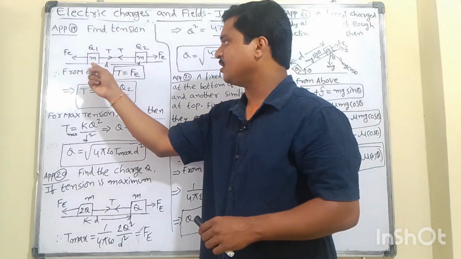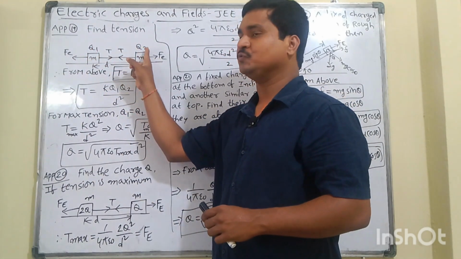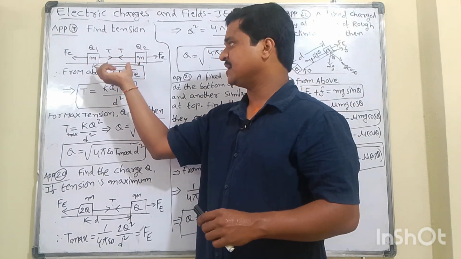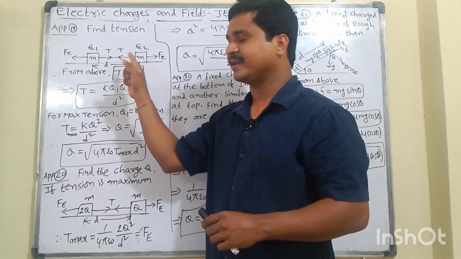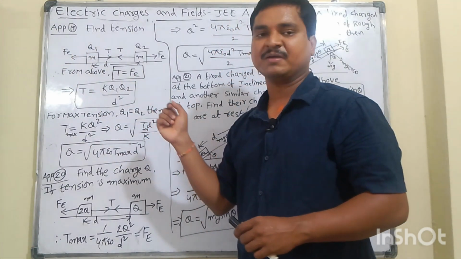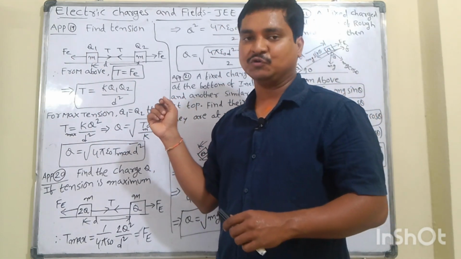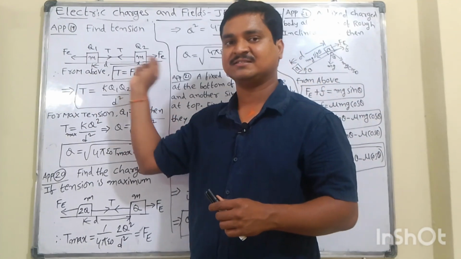I am taking two blocks having masses m, m and charges q1, q2 separated by distance d. Because of that, there is a repulsive force between the two charges when they are at rest. So that force is nothing but Fe. Fe means 1 by 4 pi epsilon naught q1 q2 by r square, or k q1 q2 by r square, or d square. Here the distance between the charges is d.